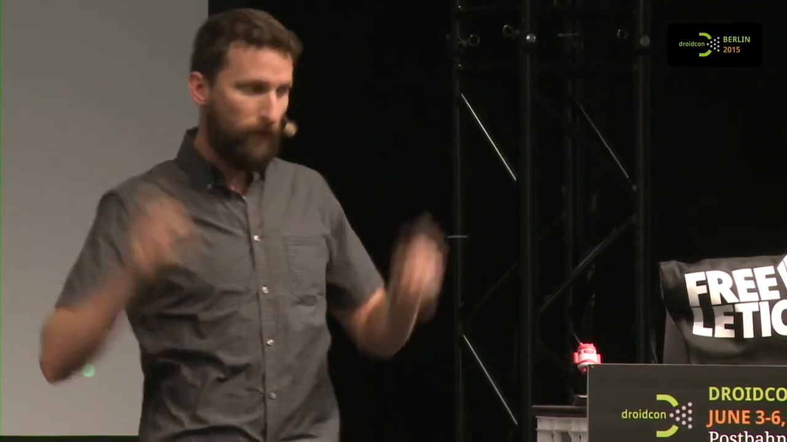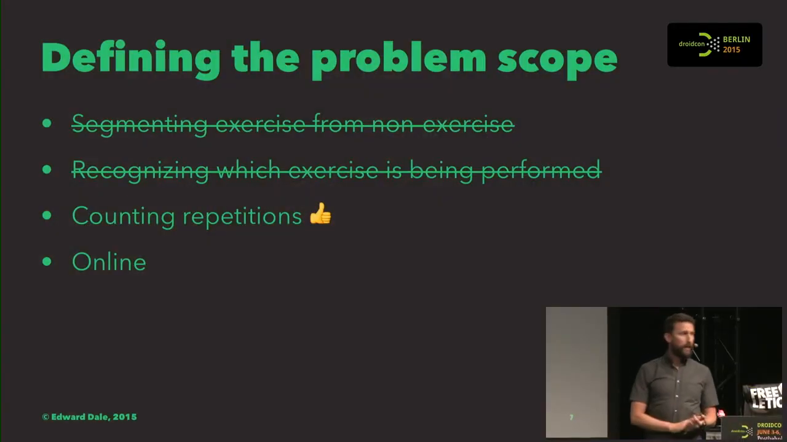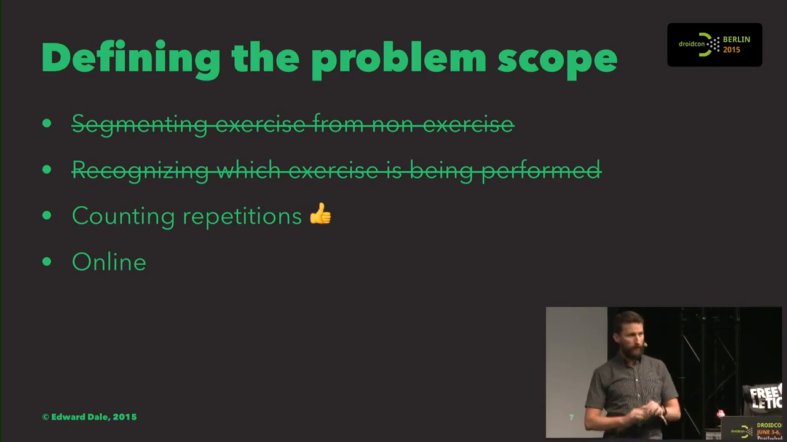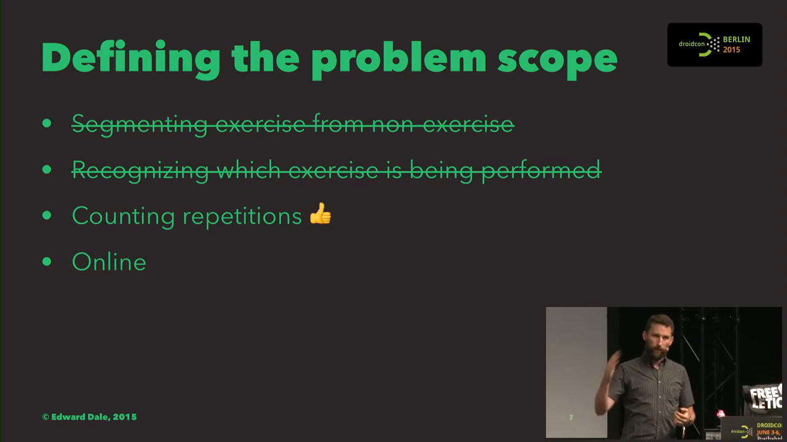One is counting repetitions, so 1, 2, 3, 4, 5. And that's a good problem. We can handle that. It's a nice encapsulated problem. And we want it to be online. What online means is we want it to tell us that while we're doing it. It's not like we want to record all of this data and then send it to a supercomputer and it comes back and says, you did 17 push-ups. We want it to say 1, 2, 3 as we're going. That's important in the selection of the algorithm, as we'll see later on.